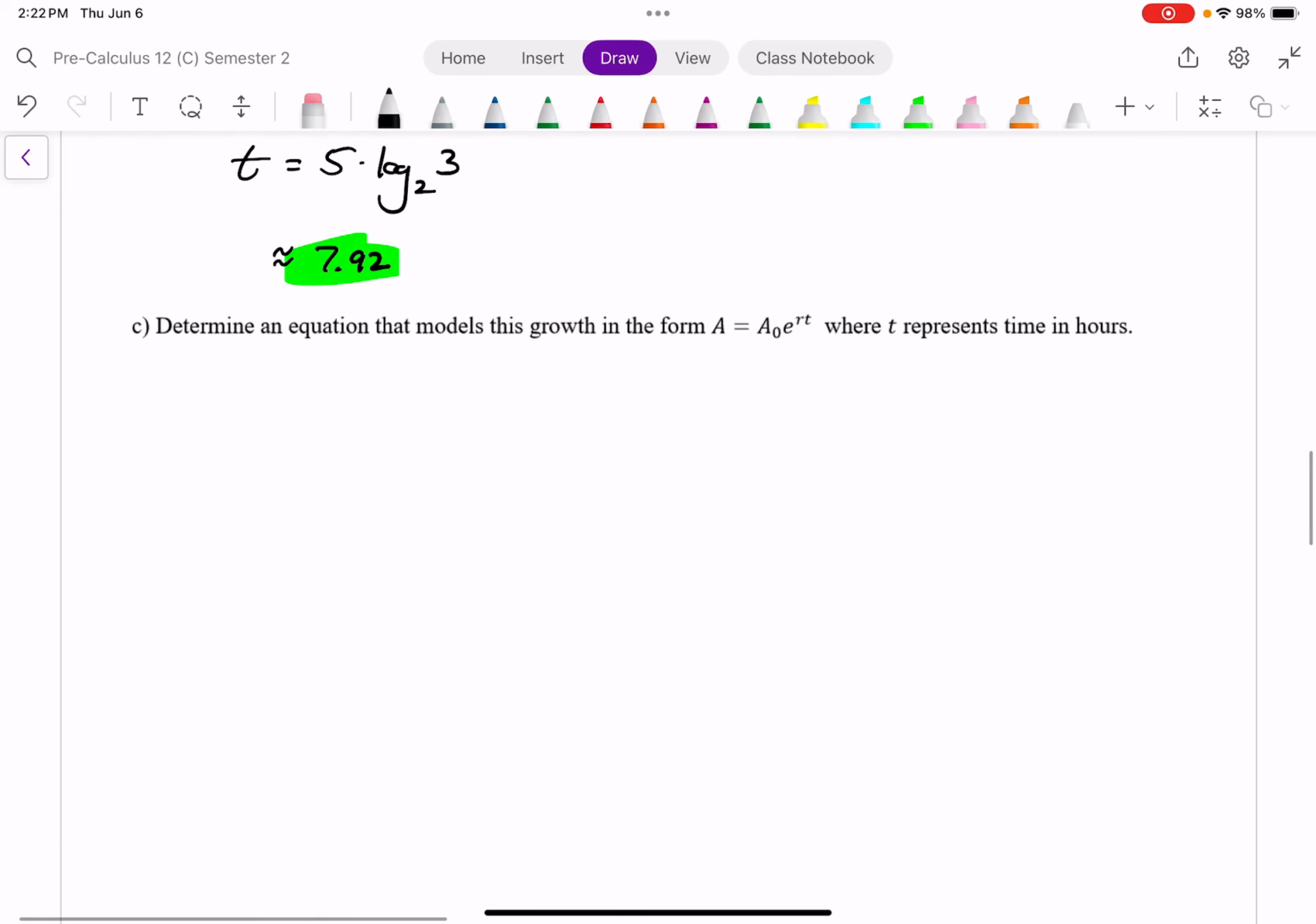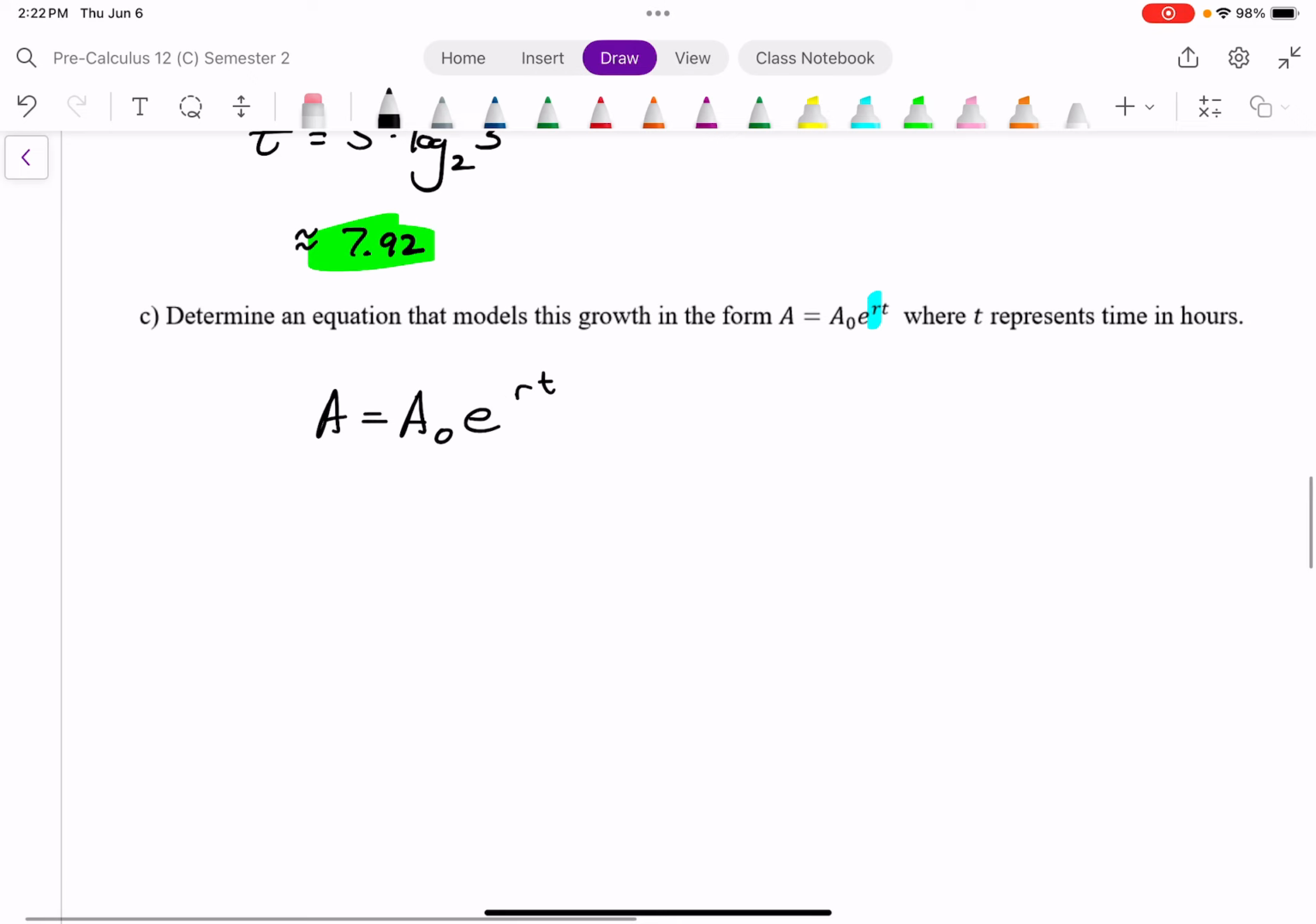Lastly, I can also express this equation in the form A naught times e to the rt. To do this, I need to figure out the rate of growth or decay. I know it's a growth because it's getting larger, so I need to calculate that. And so to figure this out, if I just start with this general form, how can I find that rate of growth?